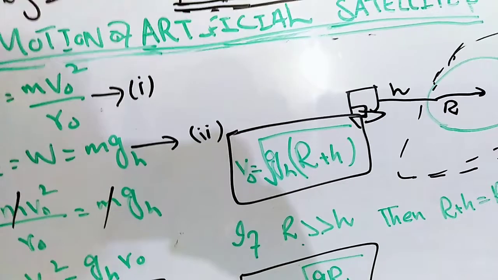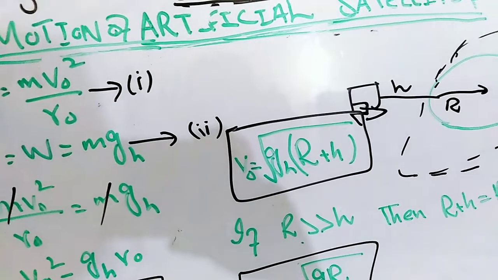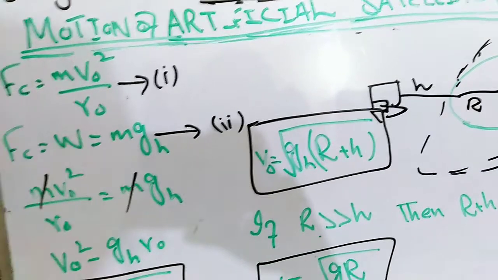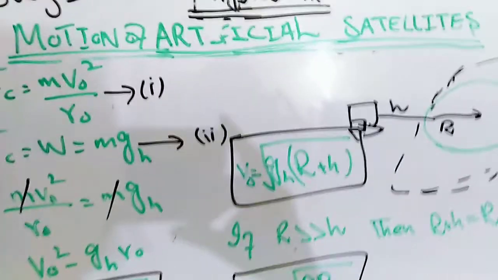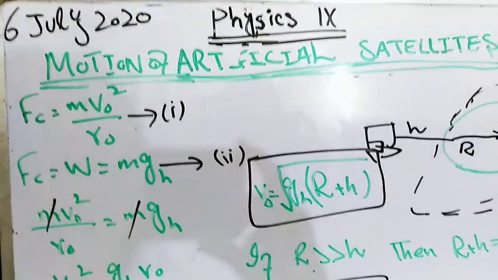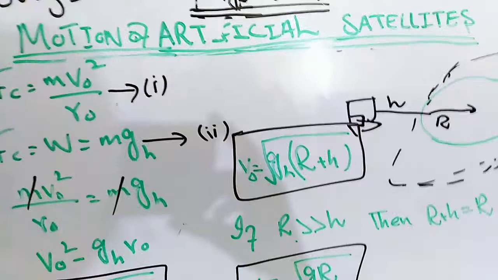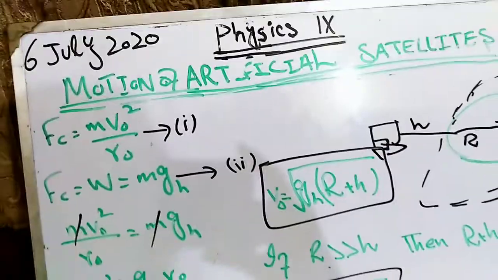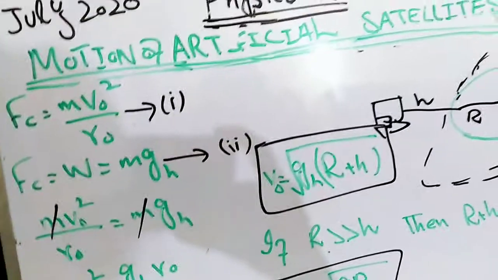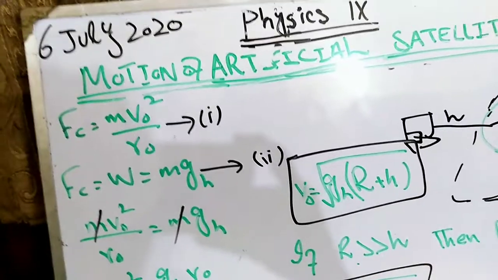And we also discussed GPS, the global positioning system, a navigation system. We discussed the distance of the moon from the earth, and in how many days it completes one revolution. Now, coming to the topic: in this topic we will calculate the orbital speed of artificial satellites.